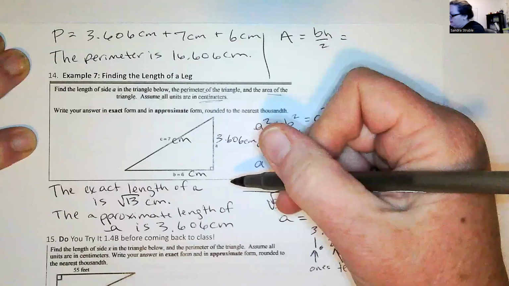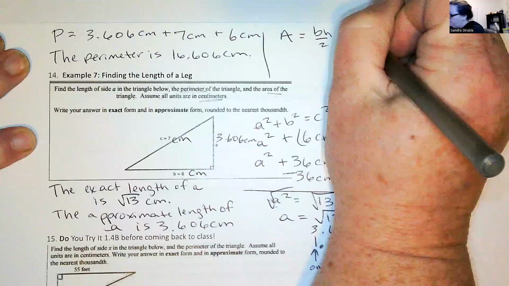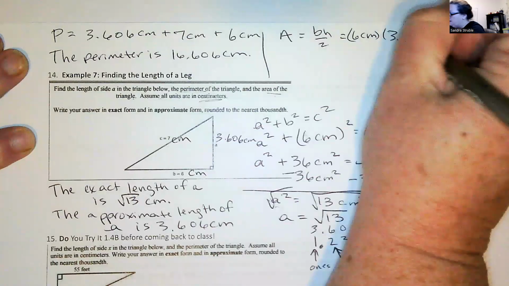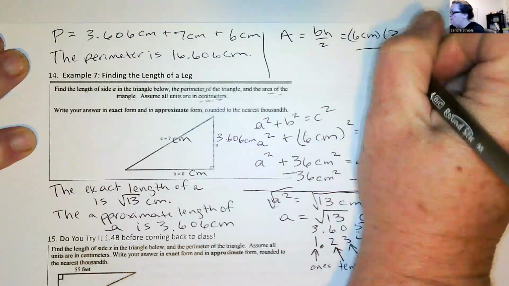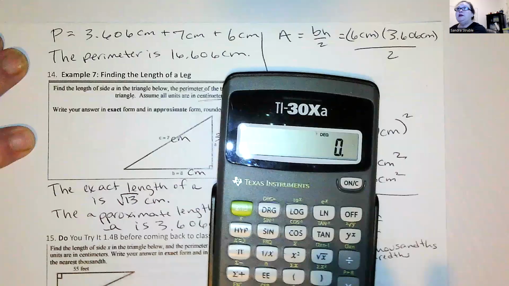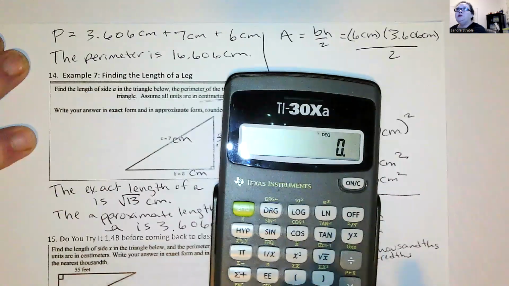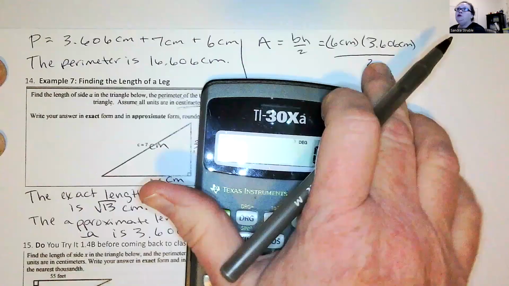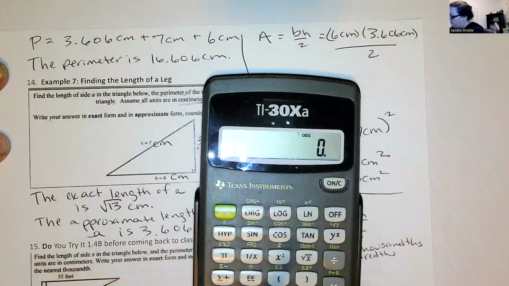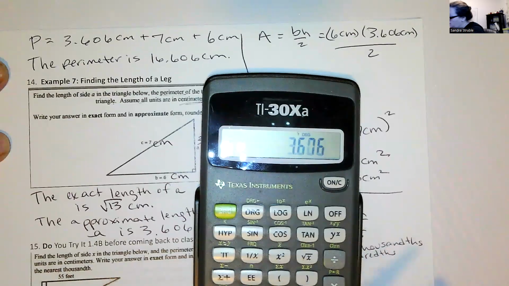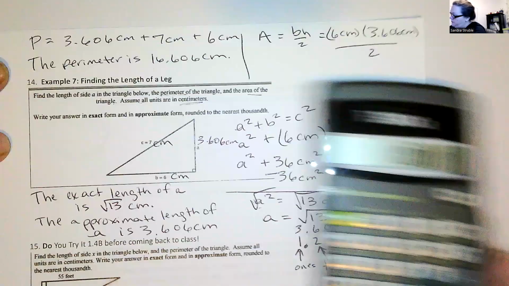So the base is 6 centimeters, and the height is 3.606 centimeters. We're going to multiply those and then divide it by 2. All right. Do not leave that number in your calculator. It's going to be wrong if you do. You need to put what you've already rounded to and utilize that, okay? So 6 times 3.606 equals, and divide that by 2, and so 10.818.